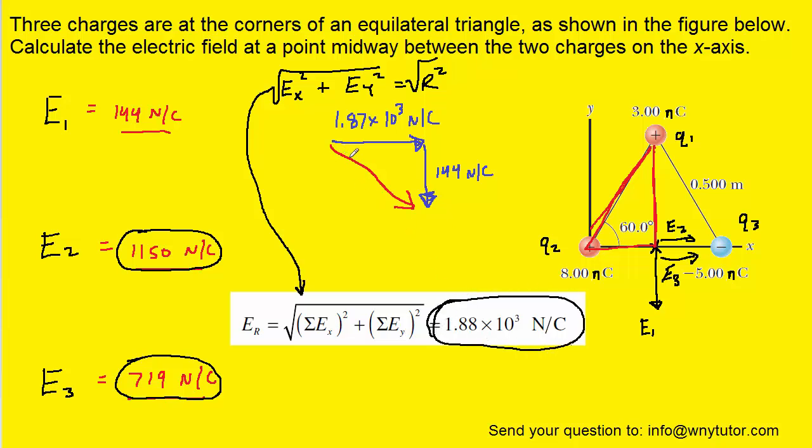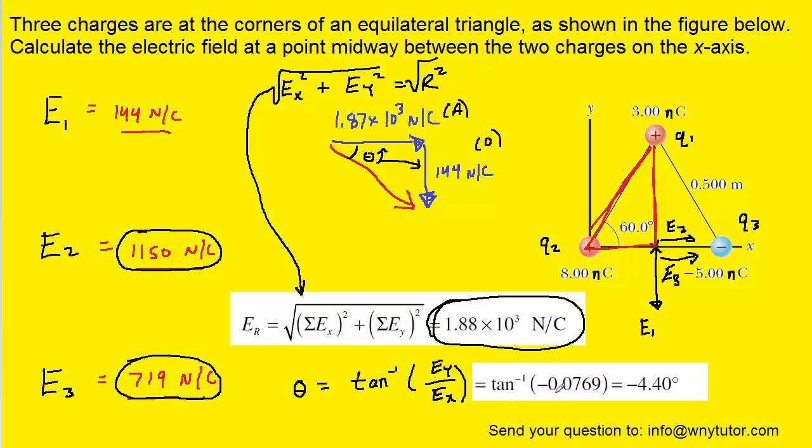To get the angle, which we can mark theta, we would take advantage of the opposite side of our right triangle, as well as the adjacent side of our right triangle. And of course, the trigonometric function that relates opposite to adjacent is the tangent function. So we're going to go ahead and say that the angle will be the inverse tangent of the y component divided by the x component. And so when we plug in the y and x component, we get negative 4.4 degrees for that angle.